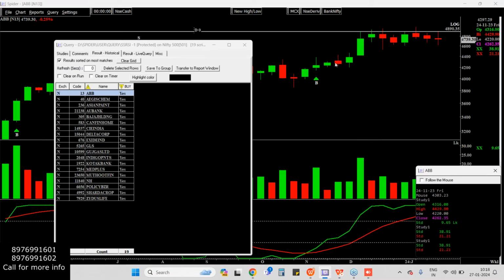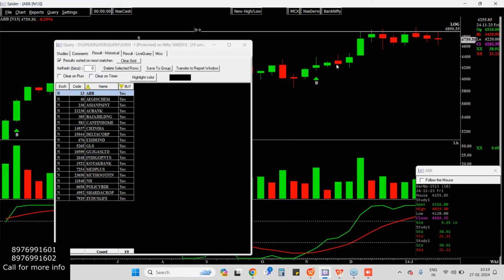We have checked for the 10th candle. After this candle's closing, we got it in the scanner. As you can see, it is 11 over here because the count started from 1. And from the next candle itself, you can take a buy position in this because the oversold zone has been exited.